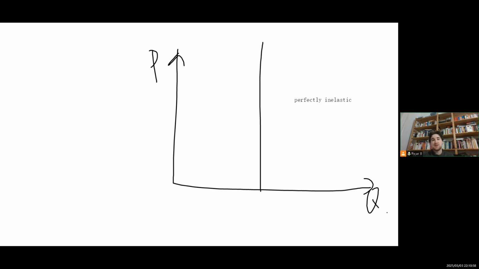But anyway, this is thinking in terms of perfect inelasticity or elasticity, as well as a sort of recap on what it would mean to be unitary, what it would mean to be elastic, and what it would mean to be inelastic. So you do need to know these.